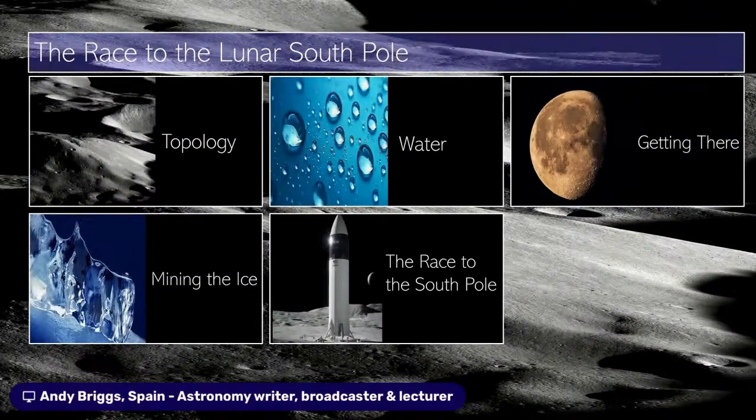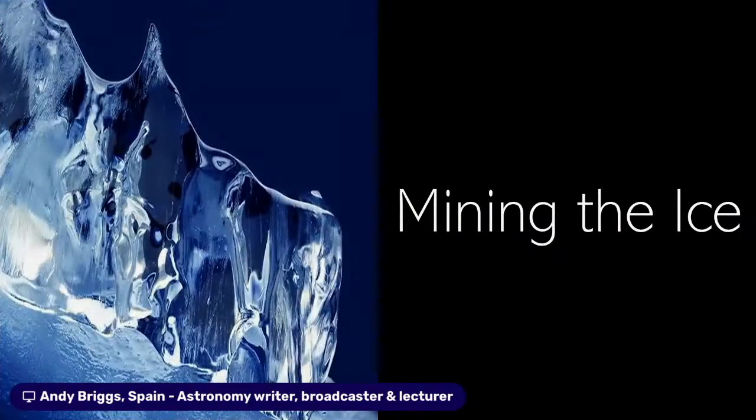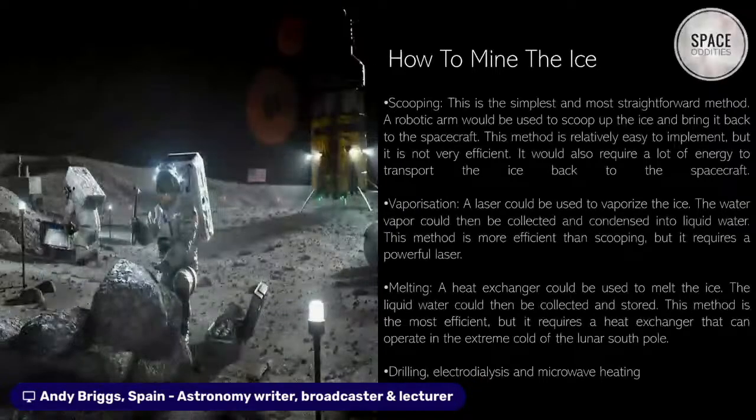Assuming that everything goes well, they want to get at the water. So how do we actually extract ice and water from the moon? Well, you've got a number of different options for getting it out. You can scoop it with a robotic arm, but it turns out that's not very efficient and certainly not energy efficient. You can use a laser to vaporize the ice and then collect the water vapor. That, I think, would be a little bit tricky to do, but it's one option. You could use a heat exchanger to just melt the ice and collect the liquid water.